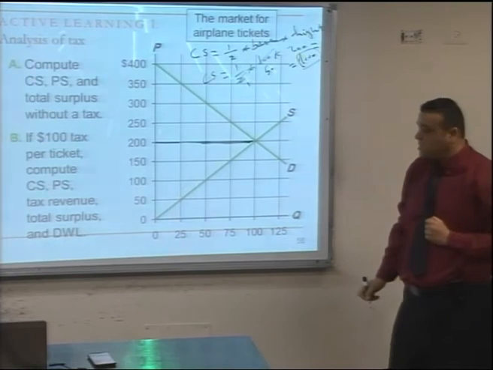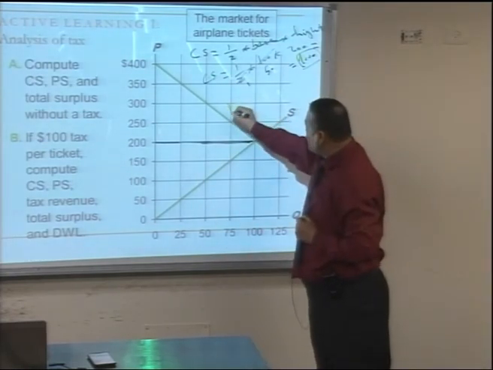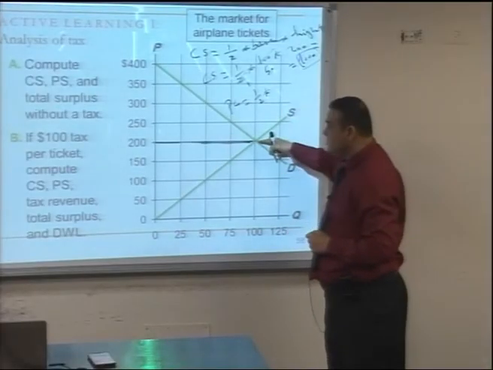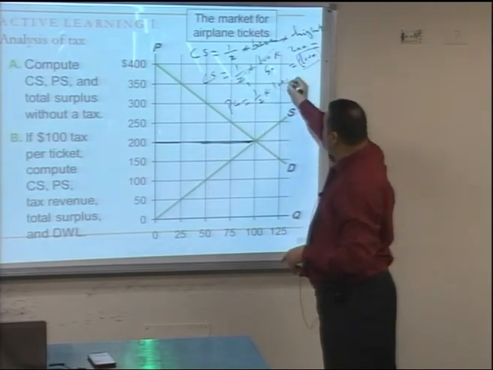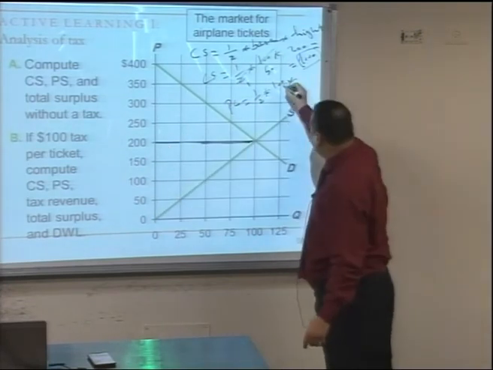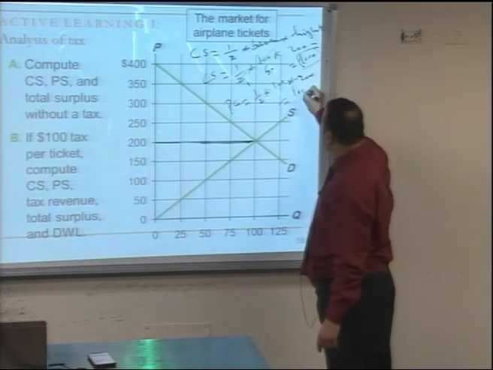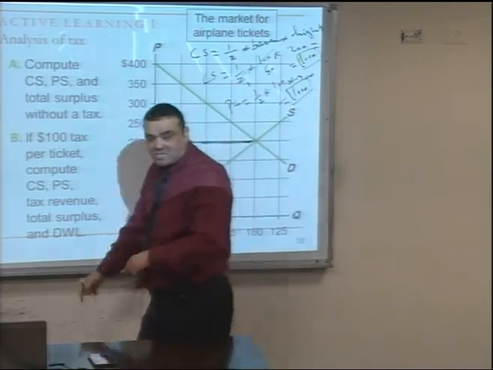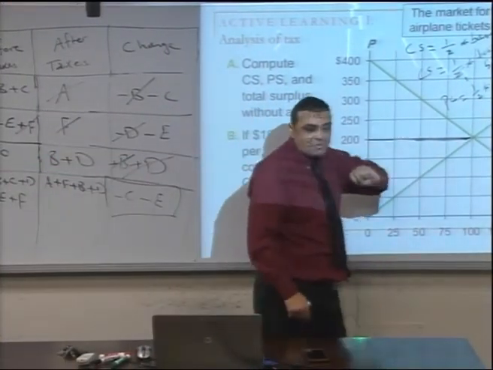What about the producer surplus? The producer surplus equals half times base. The same. Should be the same here. 100 times height. 200 minus 0, 200. So the producer surplus equals 1,000 as well. What about the total surplus? 2,000. Consumer surplus plus producer surplus.